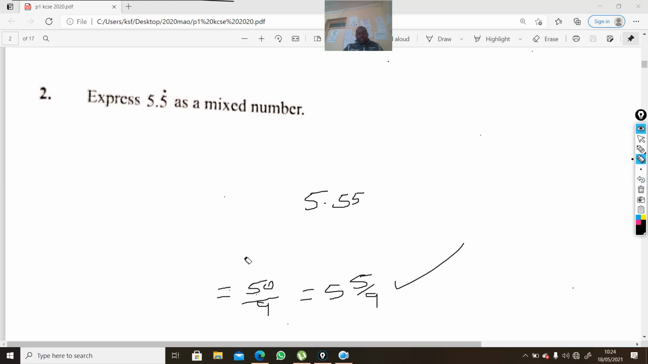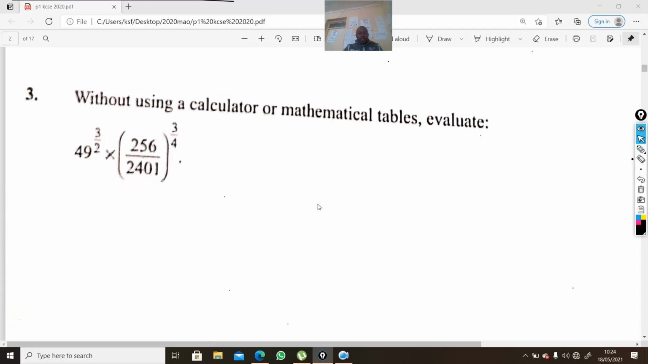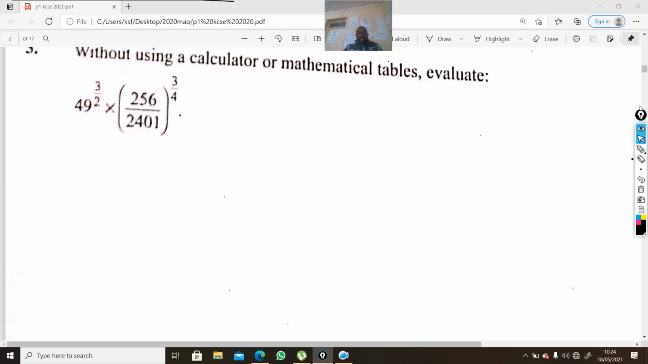Question number 3 is talking about, you are also instructed that without using a calculator or mathematical table, you evaluate this 49.